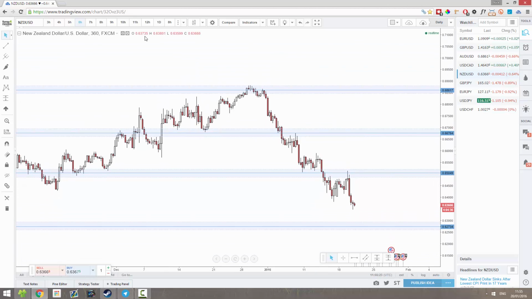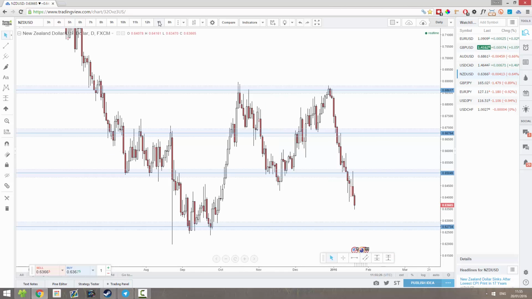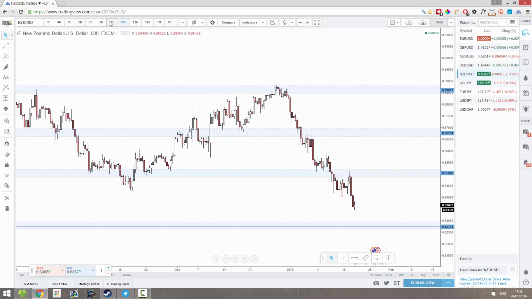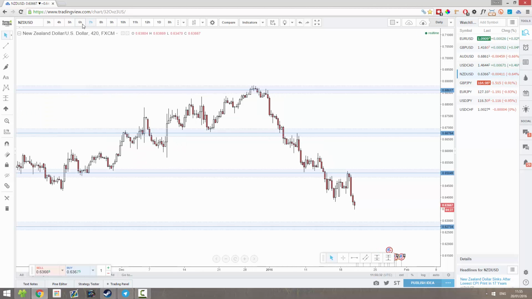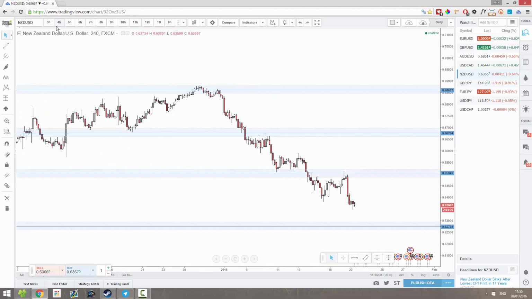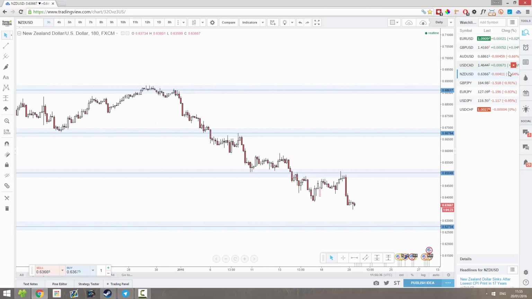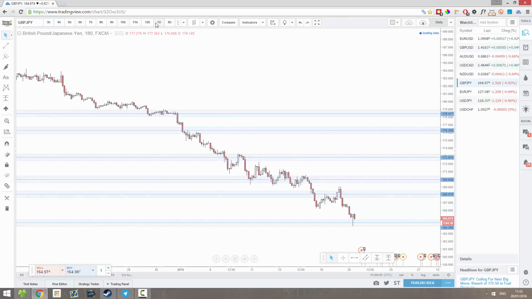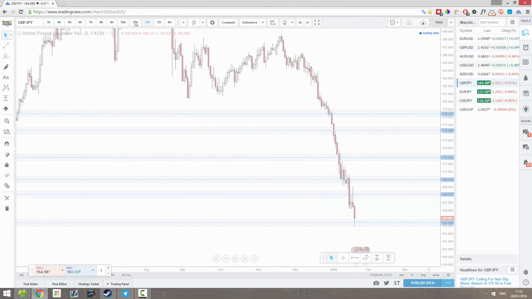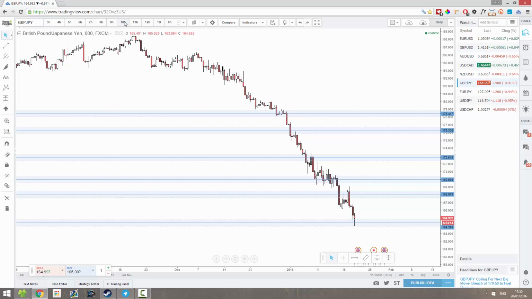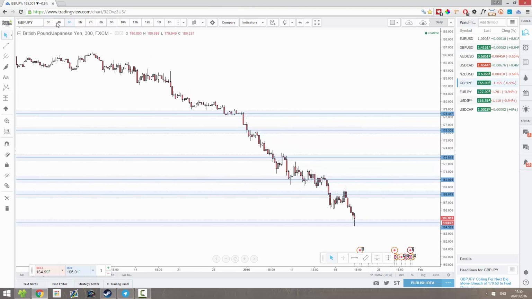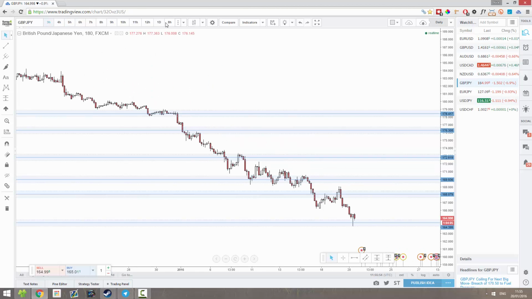All right, so let's check out New Zealand USD. Nothing really happening here. Let's check out GBP JPY. All right, interesting. We'll check it out on the daily in a second, but let's just go down and see what we see across all the time frames.